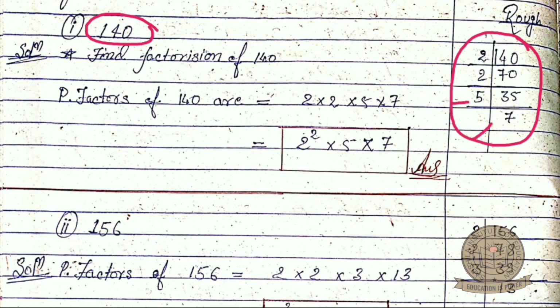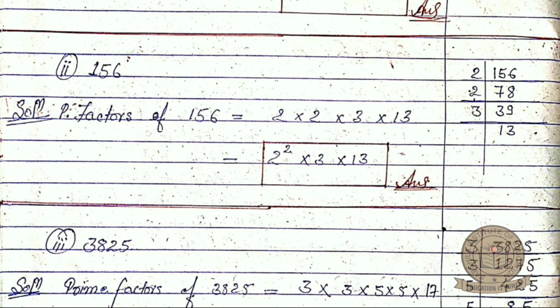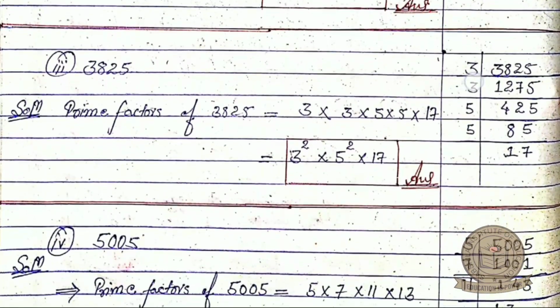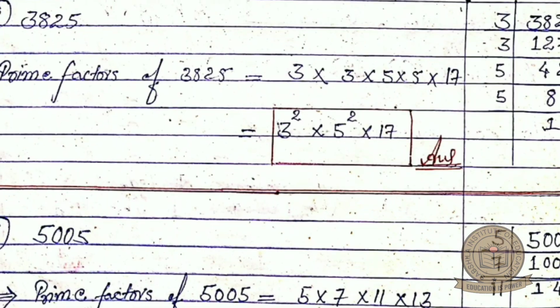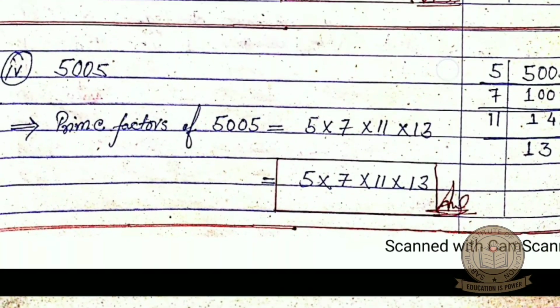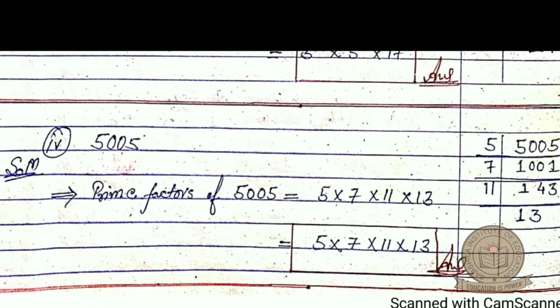One thing you have to learn: whenever you are finding the factorization, you have to start with the lowest number. Let's see the second number, the solution I have done for you. You can take a screenshot of this question. Let's see question number 3. I have done the solution of number 3 also. Let's see number 4 also. I have done the solution of number 4 also.